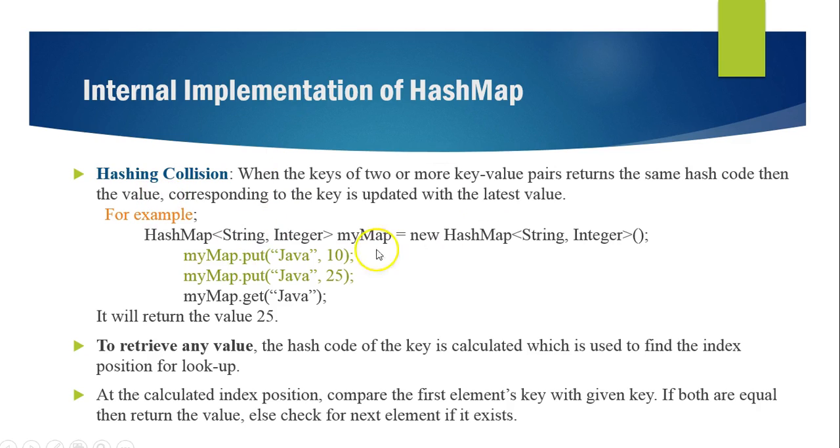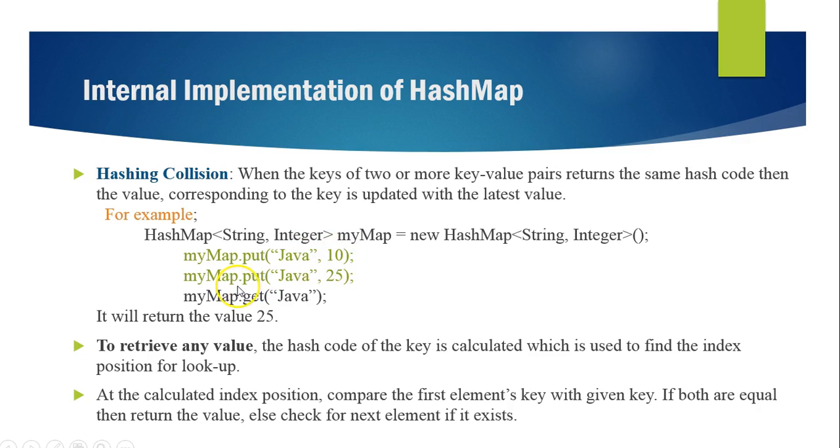See this code snippet example here. We have taken a HashMap which contains string as key and integer as value, and when we are trying to insert inside this HashMap instance a key value entry, that is Java and 10, we will find the hash code corresponding to this Java key, and will determine the index position, and corresponding to that index position will store this key value pair.